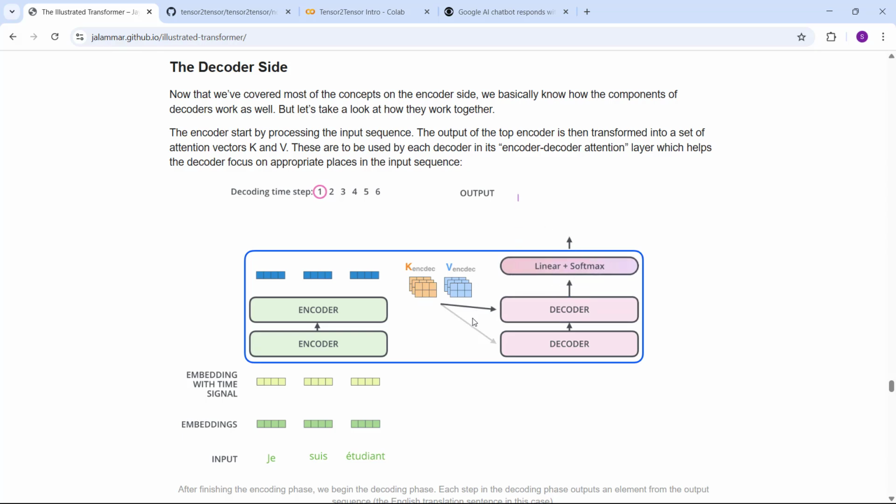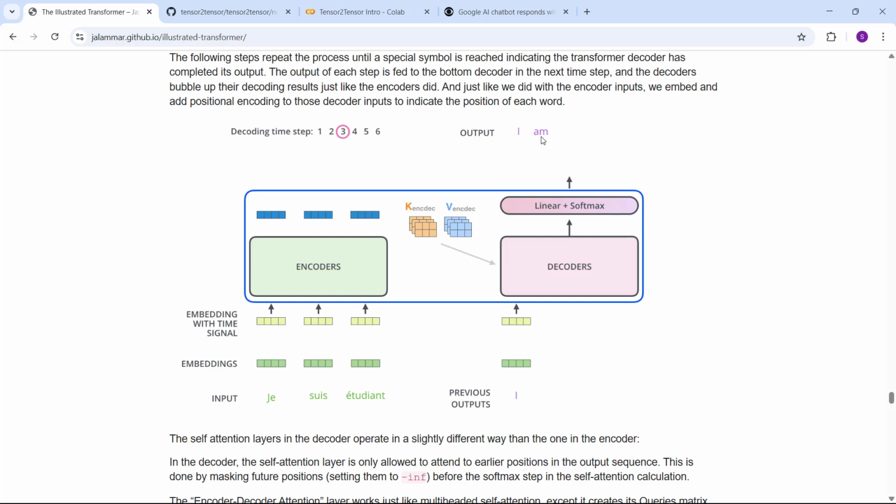So we are taking key and value from the encoder and query from the decoder and trying to predict the next word, that is I, right? And in the second step, it predicted am. And then again, the previous output, the starting sequence I am, will be passed again, and it will predict a. Then again I am a will be passed to this, and it will predict student. And then again the starting sequence I am a student will be passed again, and it will go to the end of the sequence and stop generating, right?